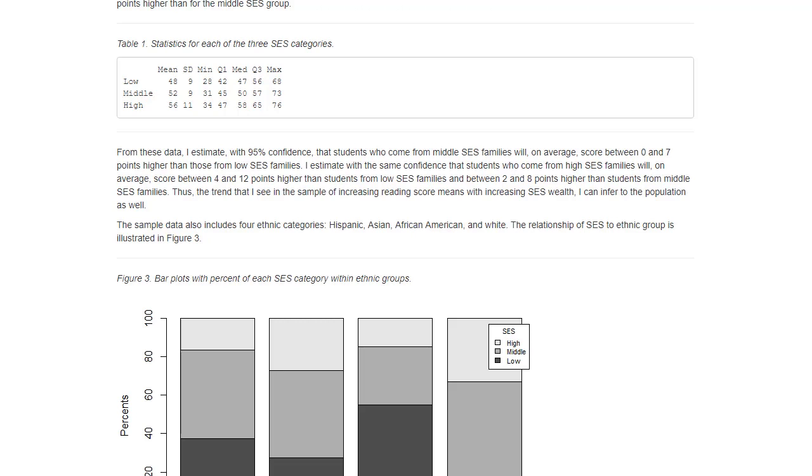Statistics is a way to take evidence to be able to say something about our population based upon what we see in our sample with a certain degree of confidence. That degree of confidence is arbitrary. We could have chosen 93% or 90%, in which case 0 would not have been in the interval. What I would say about an interval in which the difference goes between 0 and 7 is that the evidence is that students from middle SES families are likely to score higher on average than students from low SES families.